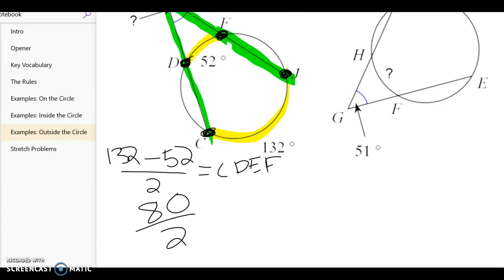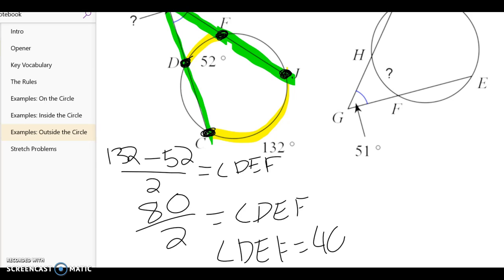80 over 2 equals angle DEF. 80 divided by 2 is 40. So the measure of angle DEF is equal to 40 degrees. My handwriting is getting progressively worse.